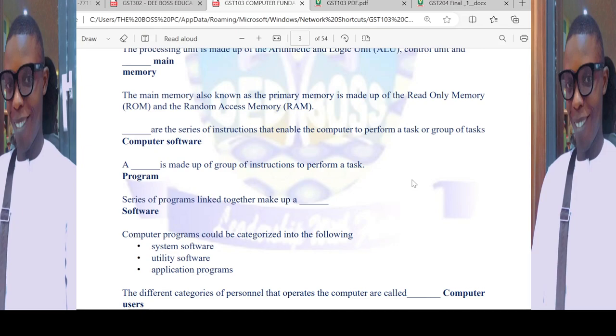Now, computer programs could be categorized into the following. We have system software, utility software, application programs.